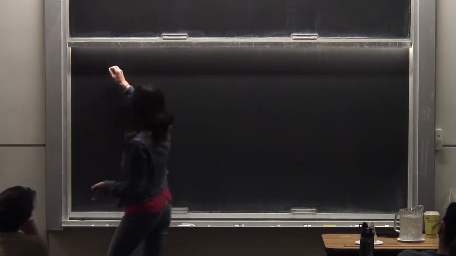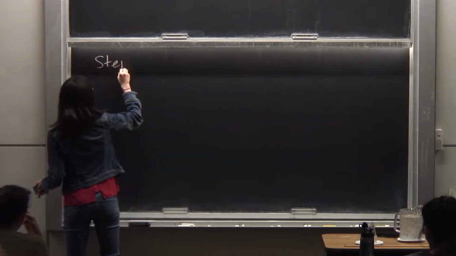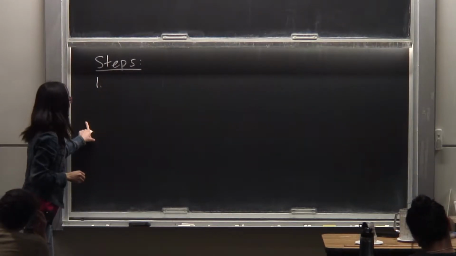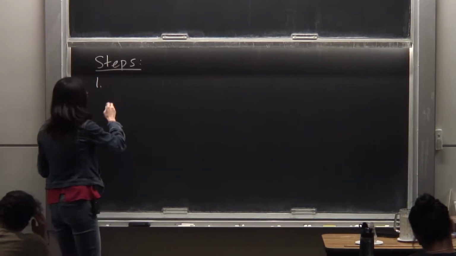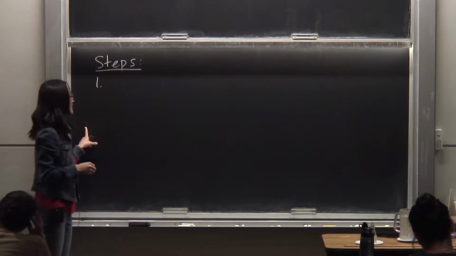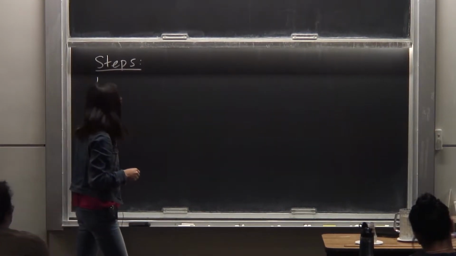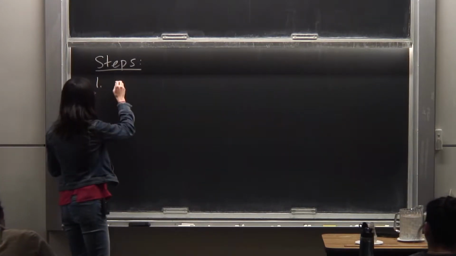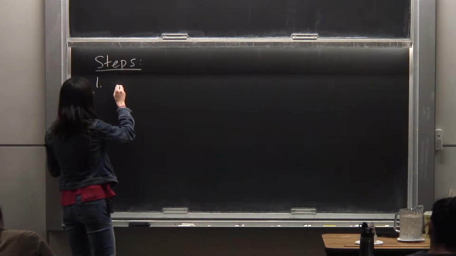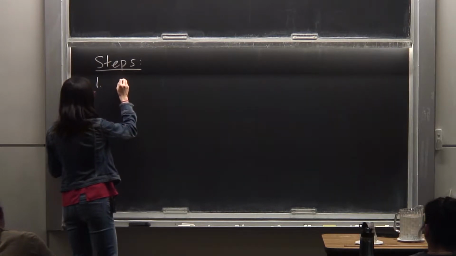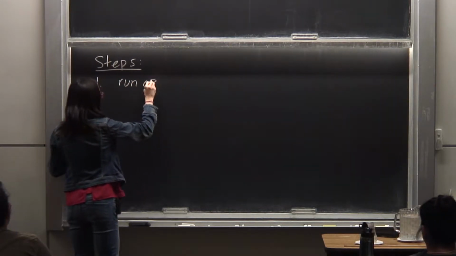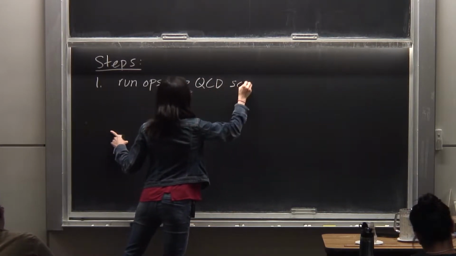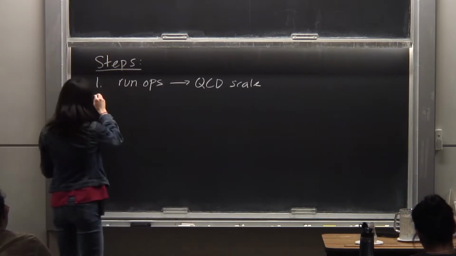Okay. So these are the steps to calculate the dark matter direct detection rate. So first, if you have a very heavy dark matter candidate, you might need to do some running of your operators from your heavy scale down to the QCD scale. So that's covered in your EFT lectures. So I will say no more.